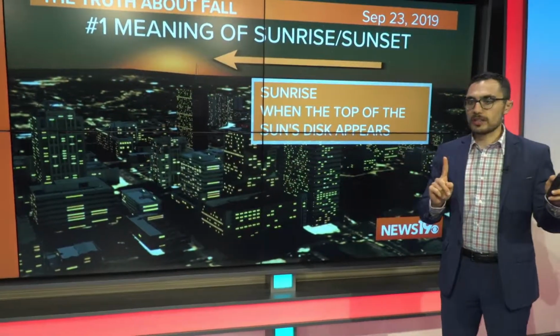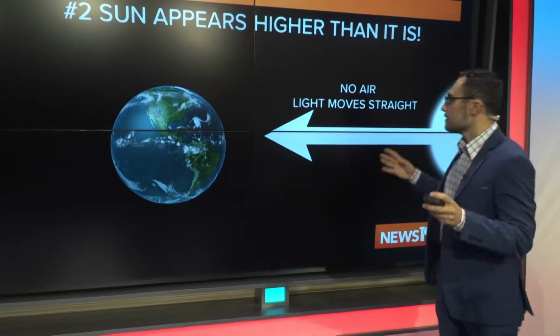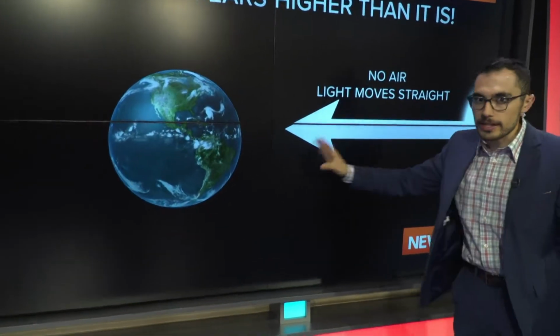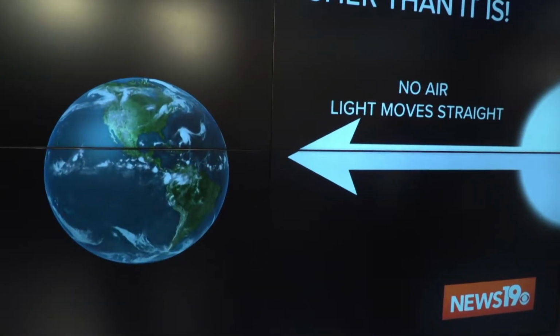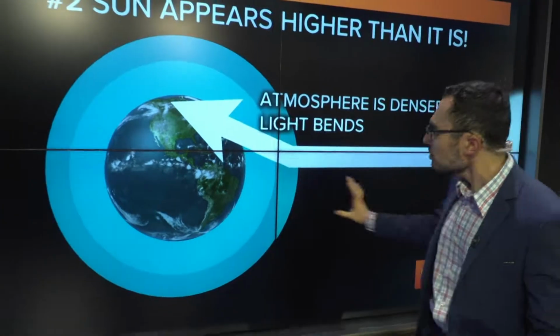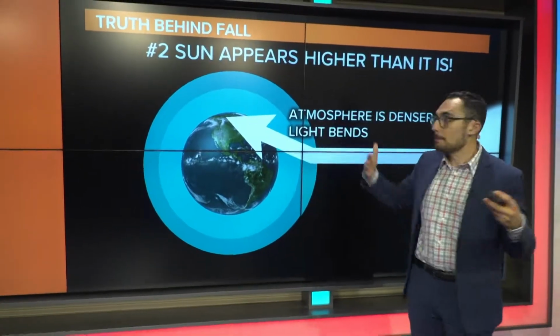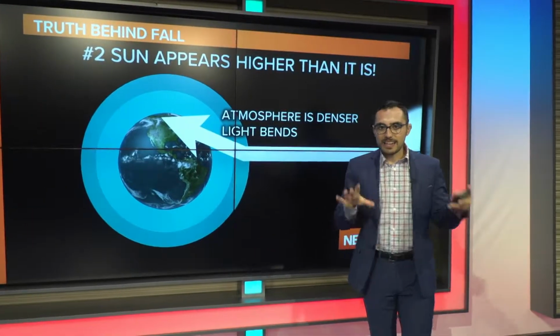But another interesting cause is the way that the sun's rays travel in space. There's no air in space. There's no density in space. So light just moves straight. But when it hits the Earth's atmosphere, it actually curves a little bit. That's called refraction. The light bends. And so the sun appears higher in the sky than it actually is.